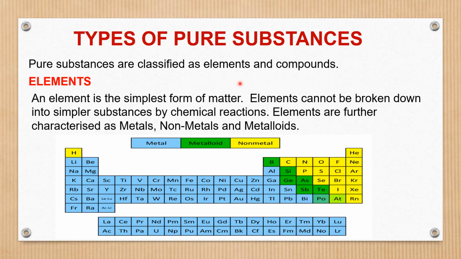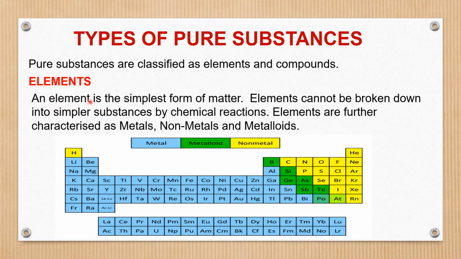So we see what elements are. An element is the simplest form of matter. One scientist, Robert Boyle, was the first scientist to use the term element. He brought this term element.